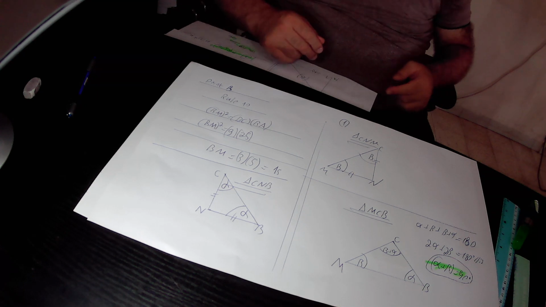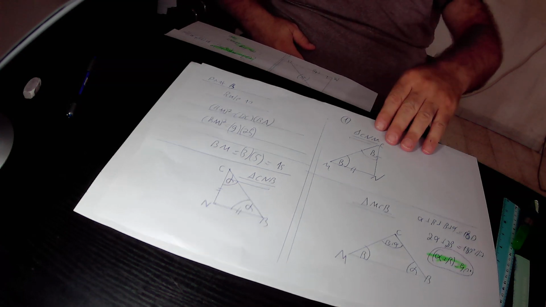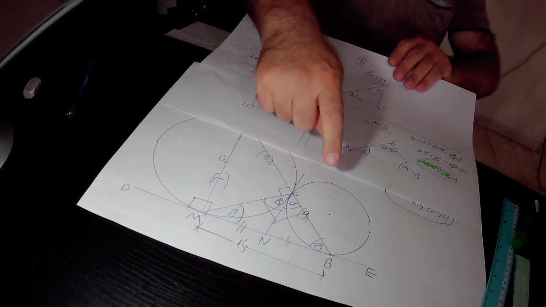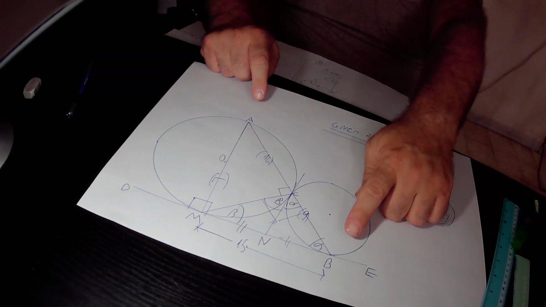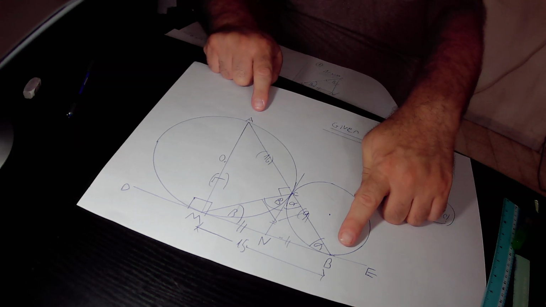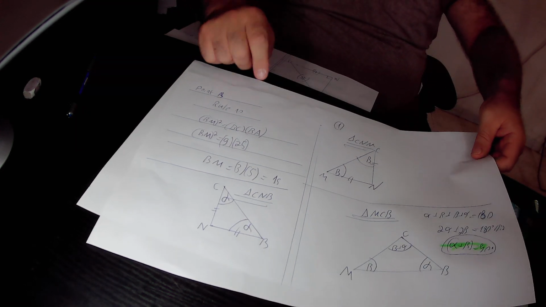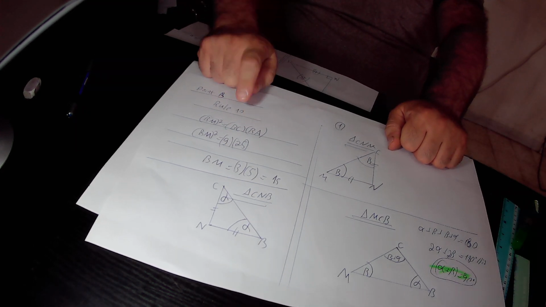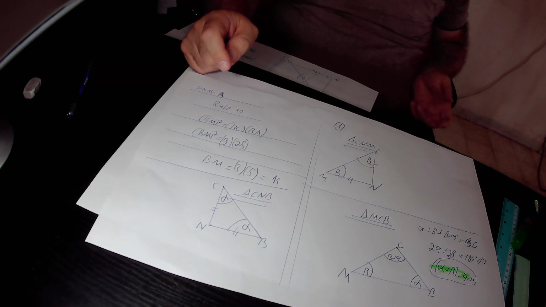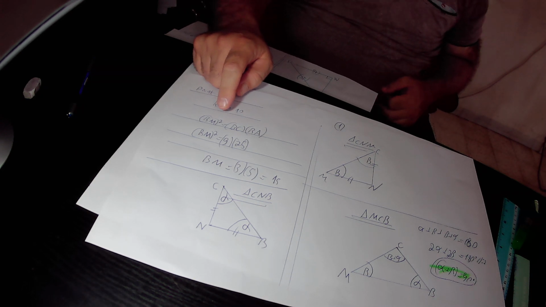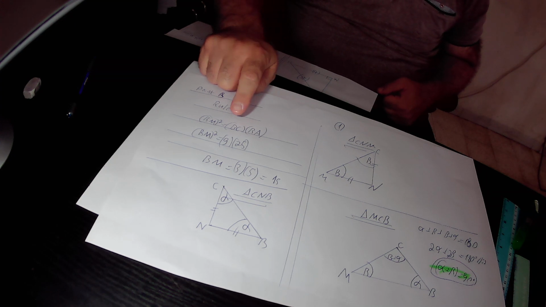BM is the missing side, so we leave it as it is, and it equals BC. BC is 9 times BA. BA in total equals 16 plus 9, that is 25. And again, BC is 9, BA is 25. So in total, we found out that BM squared equals 9 times 25.